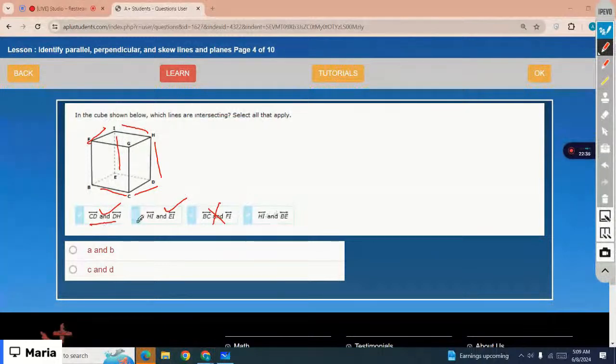HI and BE. Here is HI and here is BE. No, they are not. So A and B is the correct option. The correct option is A and B. Option number 1 is the correct option.